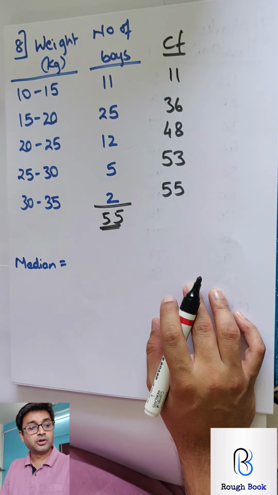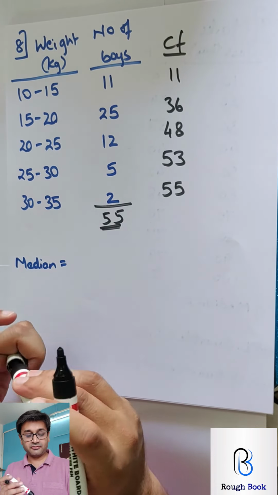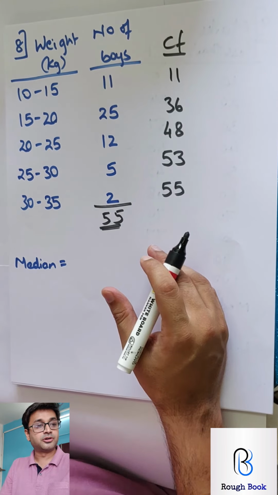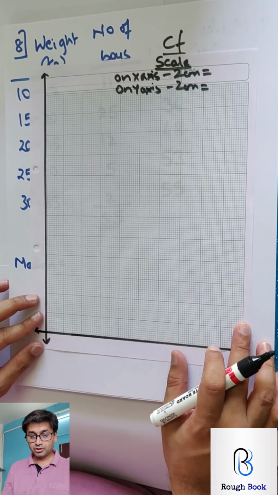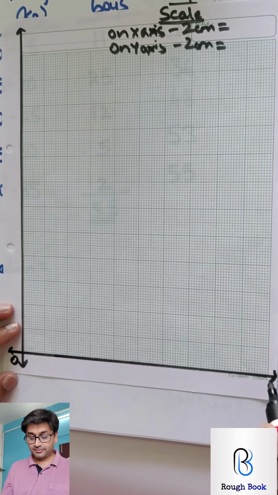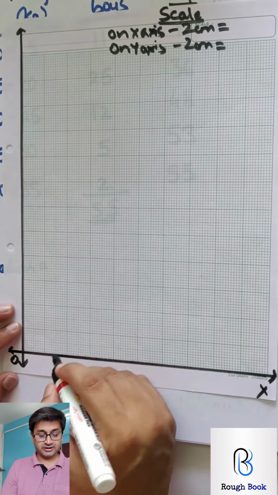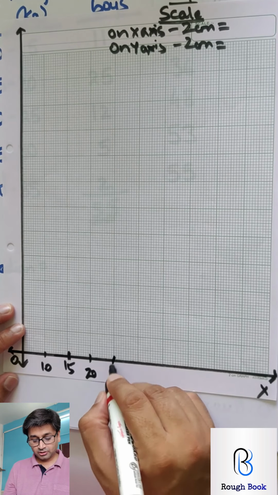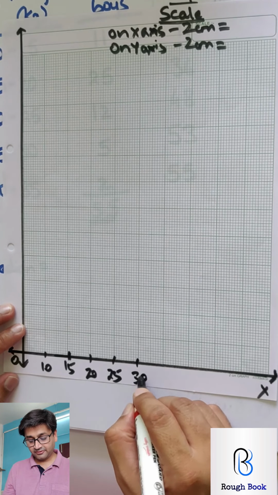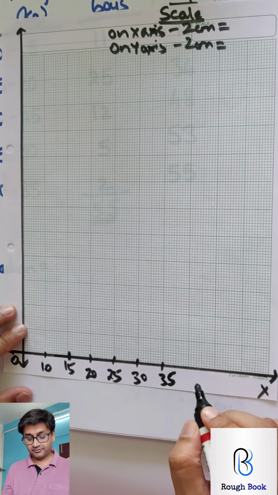So everyone onto your graph paper. Let's see how you are going to use the graph paper in order to draw the ogive. So here is your graph paper. You begin with 0, calibrating the x-axis with 10, 15 and so on. So 10, 15, 20, 25, 30, 35.